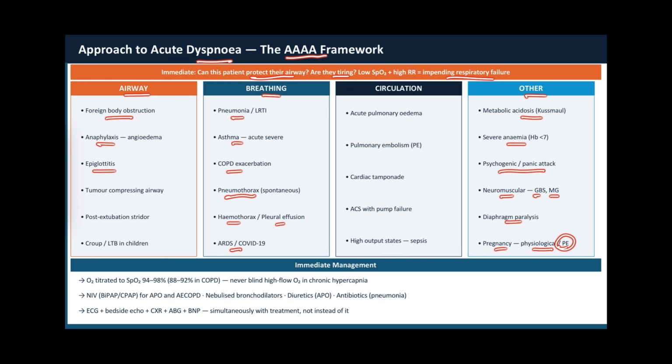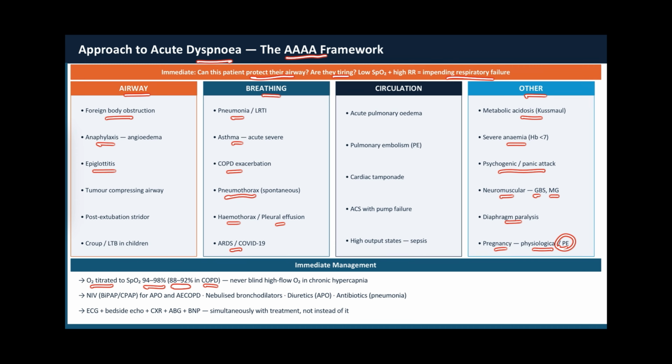What is the immediate management that you need to do for the acute dyspnea patient is to start the patient on oxygen, titrate saturations according to the patient's condition. If it is a normal patient, you target 94 to 98 percent SpO2. If it is a COPD patient, you target 88 to 92 percent.